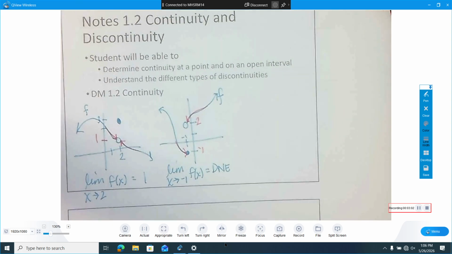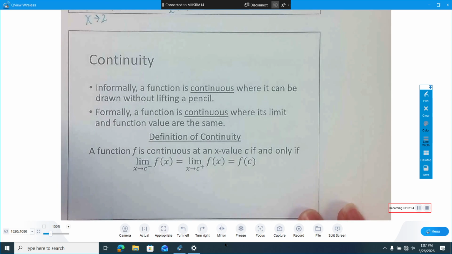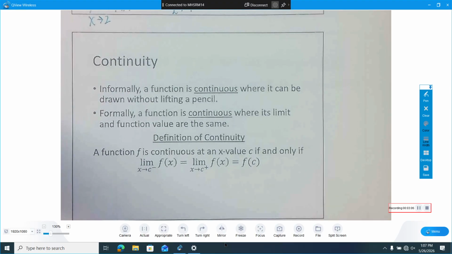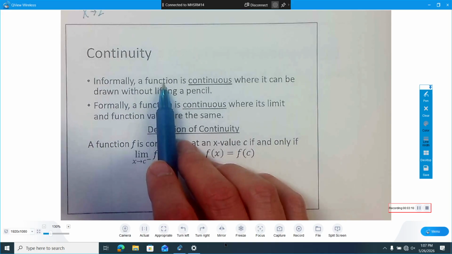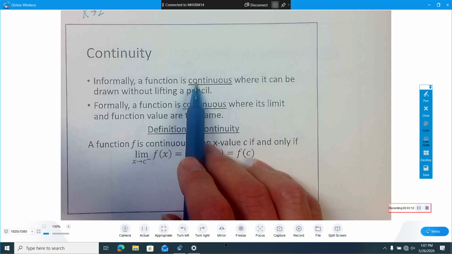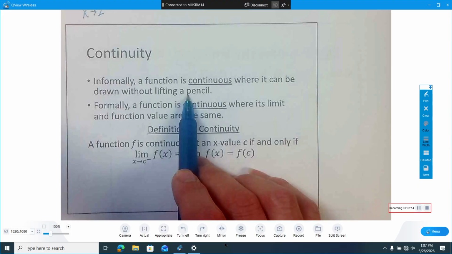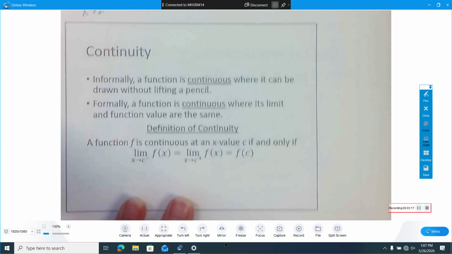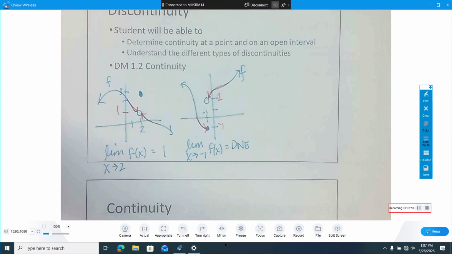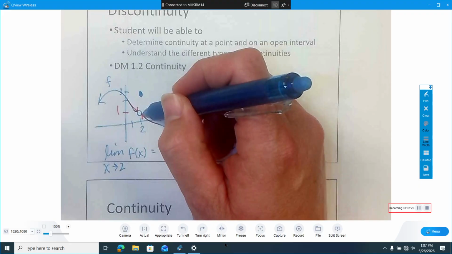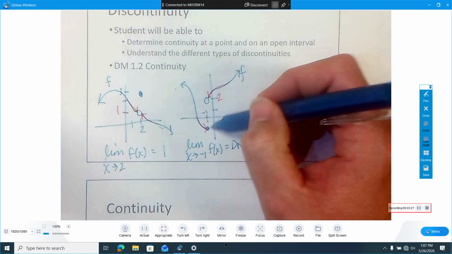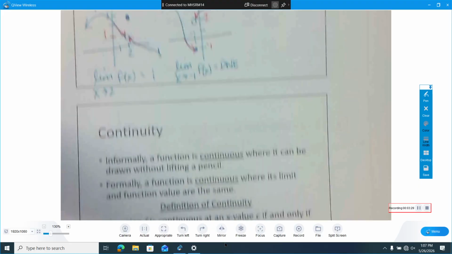And so continuity, if you look below here, continuity is informally when a function can be drawn without lifting a pencil. Were either of my functions here continuous? No. Neither one of them was continuous. For both of these, I had to pick up my pencil in order to draw it. So these would be not continuous.